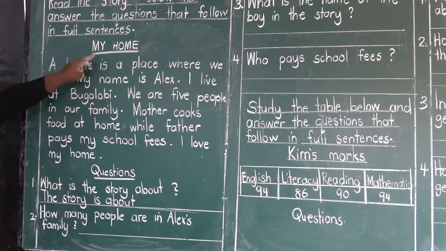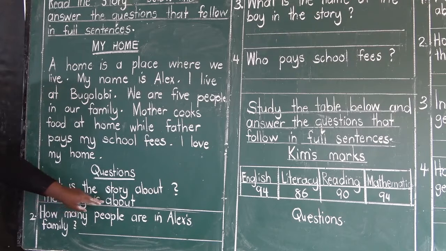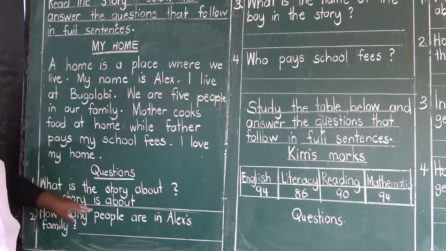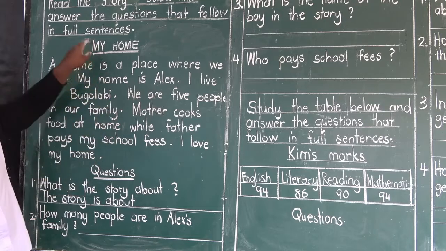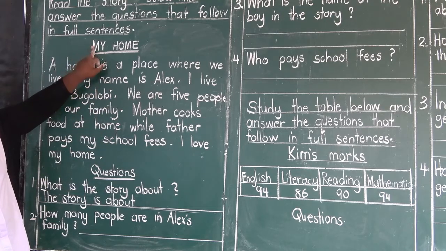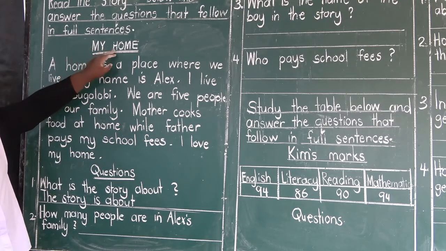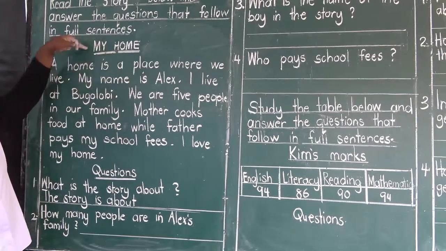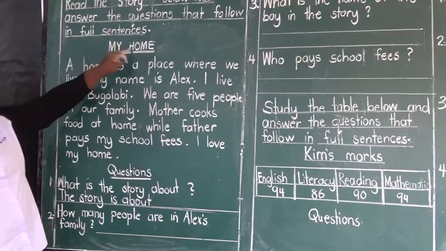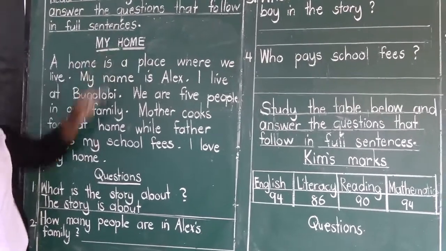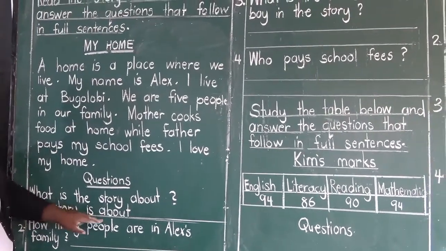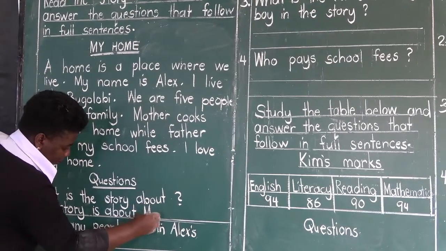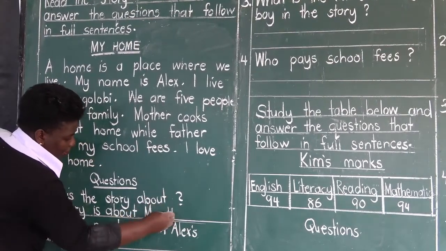So we are talking about my home. The story is about. When you are writing the title, here when they ask what is the story about, the first letter is a capital letter, and we are going to make this a capital letter as well. So the first letter here is a capital, and the first letter here is also a capital. The story is about my home.